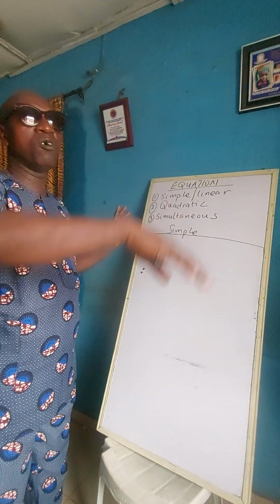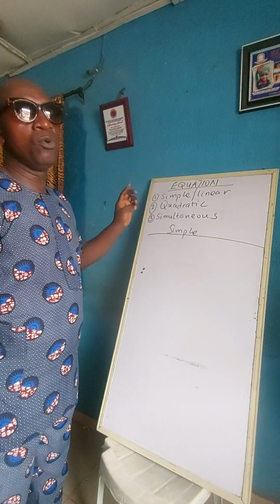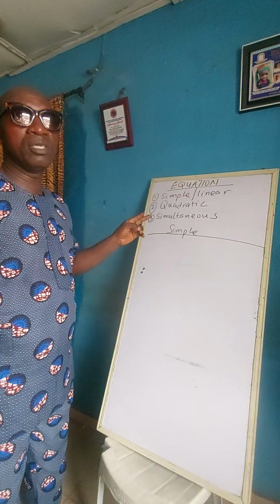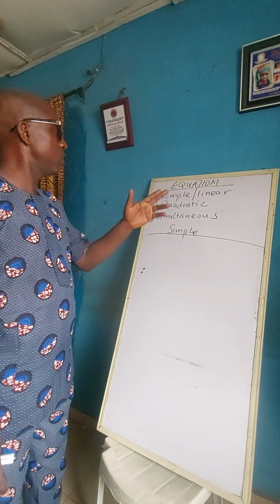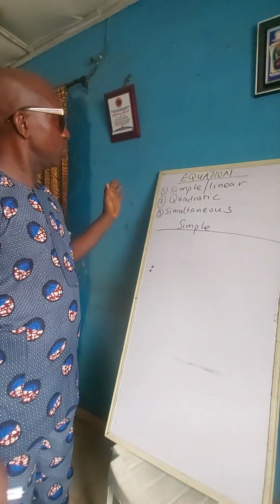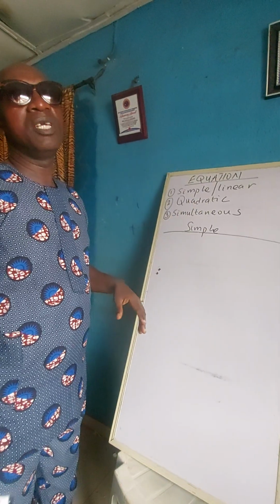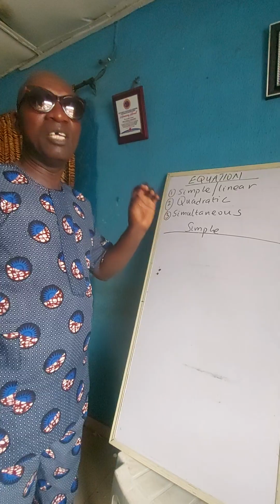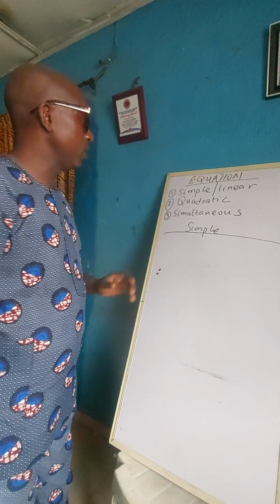There are 3 types of equation at our O level: first, simple or linear equation; second, quadratic equation; third, simultaneous equation. As you can see on the board, equation types: 1, simple or linear equation; 2, quadratic equation; 3, simultaneous equation. I want to flog it one after the other so that you know that mathematics is very, very simple. Follow me.